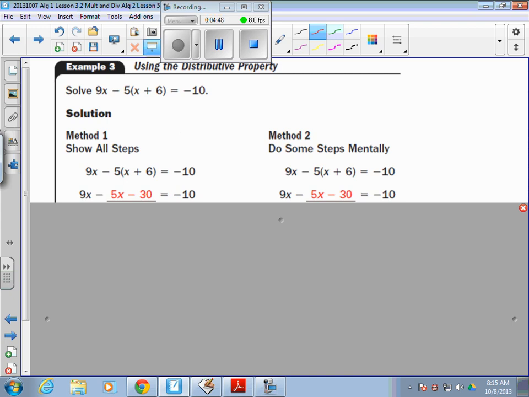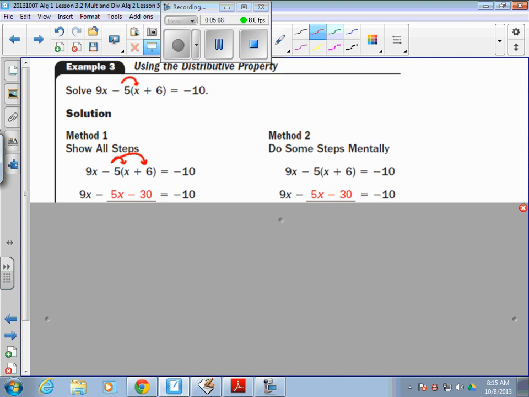This one's just using the distributive property first. So again, it's the same thing, except you look just at the left side of the equal sign and you see what you can simplify. You make negative 5 and you multiply it times x, and negative 5 times 6. So we get negative 5x minus 30.